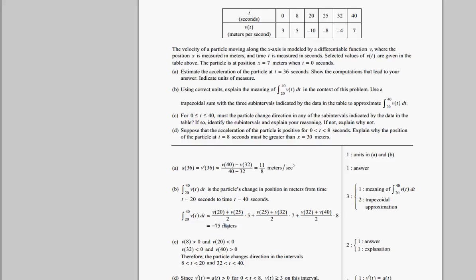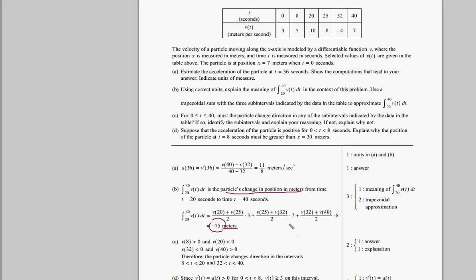When you work that out, you will get negative 75, and that would be meters because it's a position value, okay? So you get a point for having the correct meaning. That's this up here, saying that it's the change in the position over 20 to 40 seconds. And then a point for having negative 75 as the answer out there, okay?